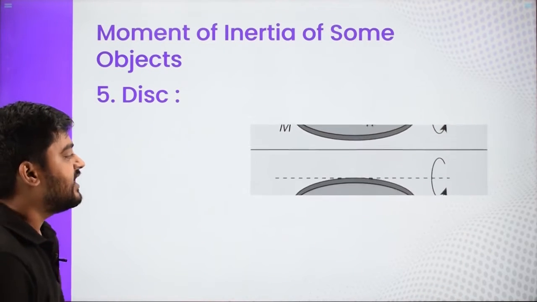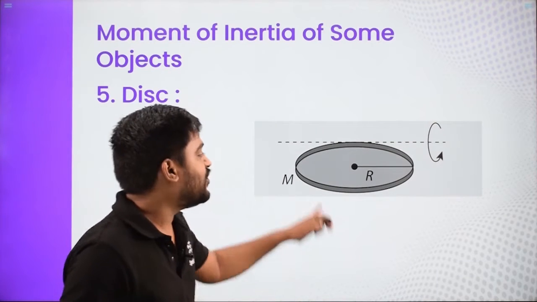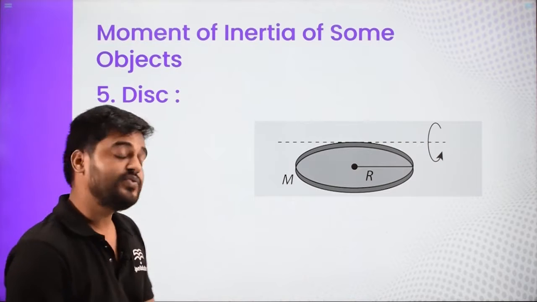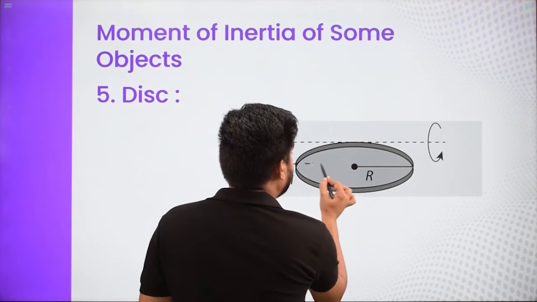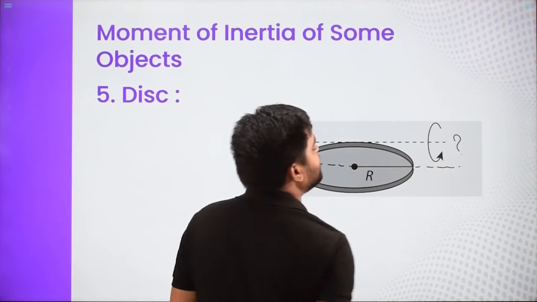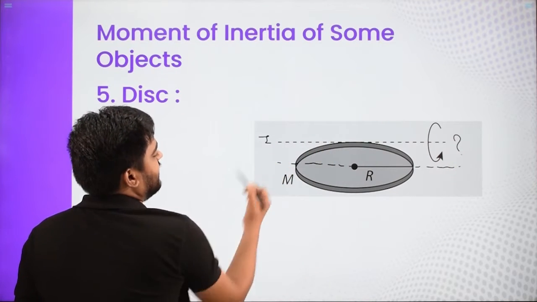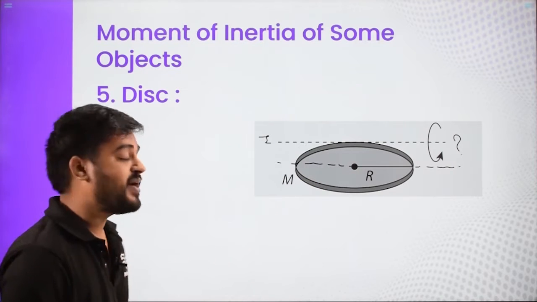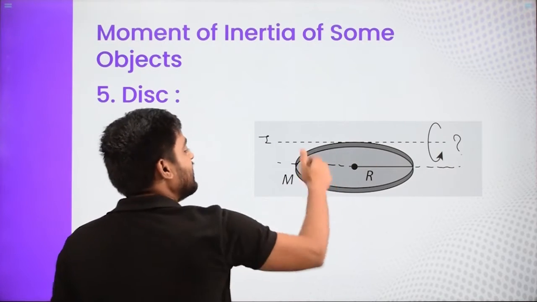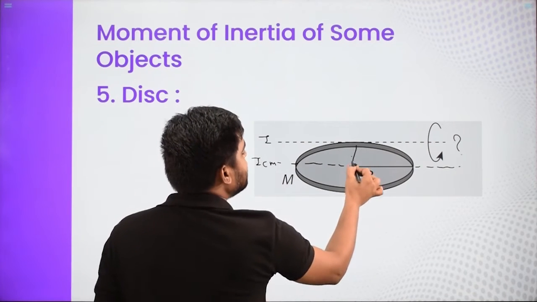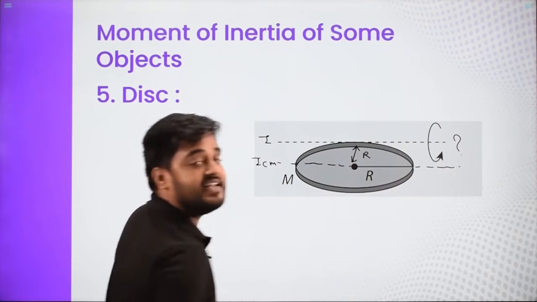Let us discuss the next situation where we want to find the moment of inertia about this axis. This axis is parallel to a diameter. So I am making a diametrical axis. So this axis is the one which we want. Let us say this is I. Then I draw a parallel line which is passing through the center of mass of the disk, which is the center of the disk, and this I am going to call ICM. The distance between these two is nothing but the radius of the disk.